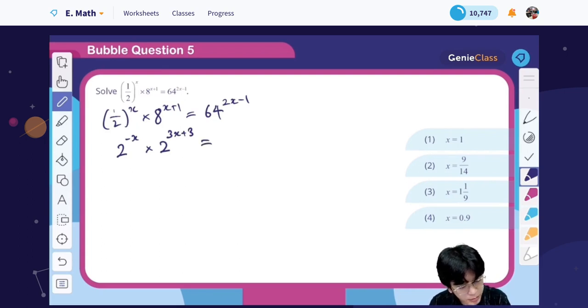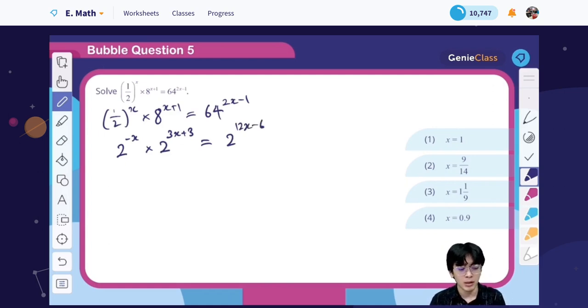Now, 64. 64 is 2 power 6. If you can't remember up to 64, you just count: 2 power 1, then 4, 8, 16, 32, and then the 6th will be 64. So this is 2 power 6. I multiply the 6, I get 12x minus 6.